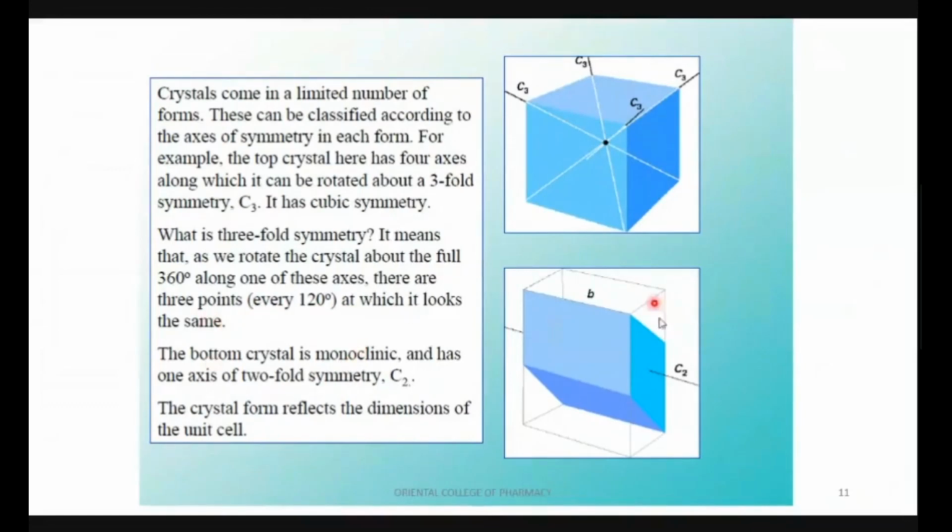The bottom crystal, that is this particular crystal, is monoclinic. It has one axis of two-fold symmetry, C2. It has only that one axis. It means when we rotate, when this atom over here is rotated over here, it will be a similar structure. Again, it will be rotated over here in the clockwise direction, and there will be a second structure. So two-fold symmetry. The crystal form reflects the dimension of the unit cell. I hope you understand this.